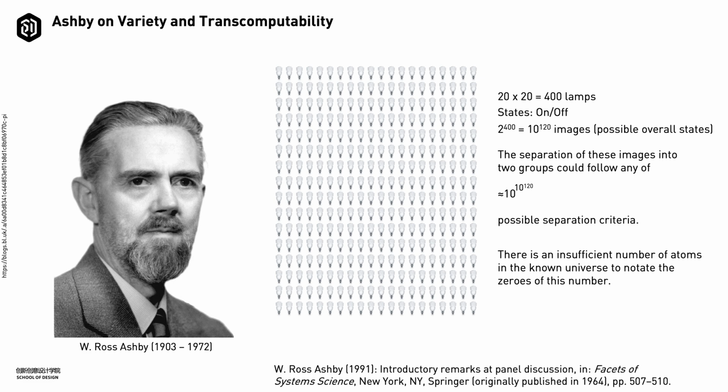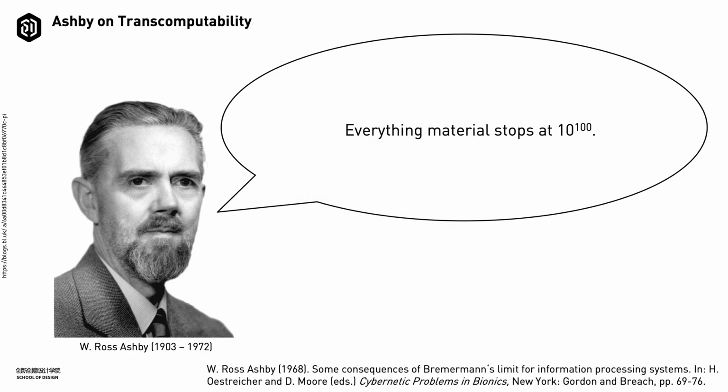If we wanted to separate all of these images into 2 groups, then the criteria for this selection would have to be selected out of a possible set of criteria of 10 to the power of 10 to the power of 120 possible selection criteria. And there are not enough atoms in the known universe to write this number in normal notation. Ashby says everything material stops at 10 to the power of 100. And this has implications in the stuff we do.